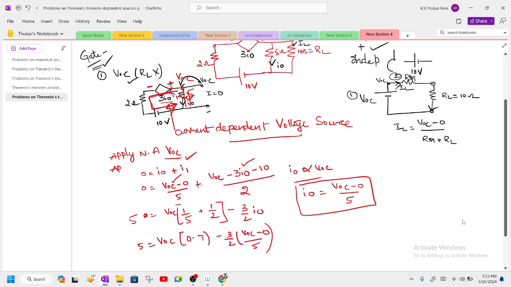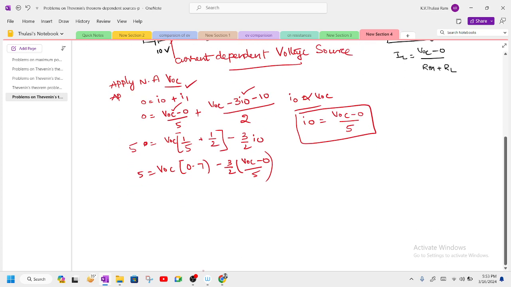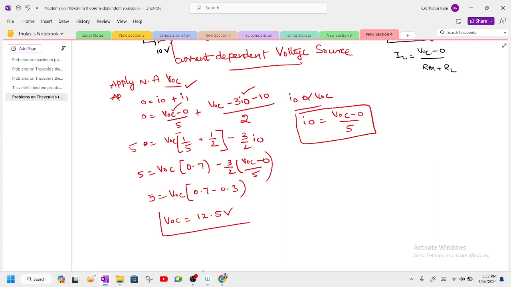So when you take common from here, you are going to get 5 is equal to VOC into, so the resultant when you perform 0.7 minus 0.3, you are going to get the VOC is equal to 12.5 volts. So successfully we find the value of VOC.